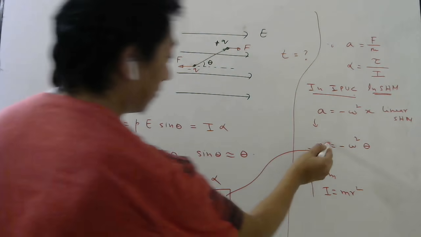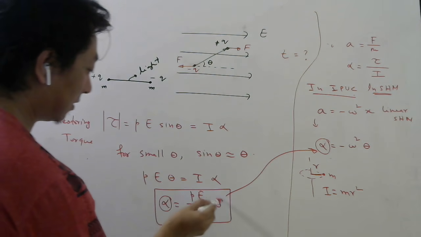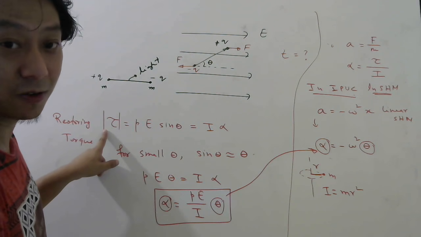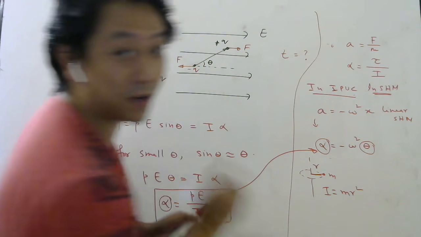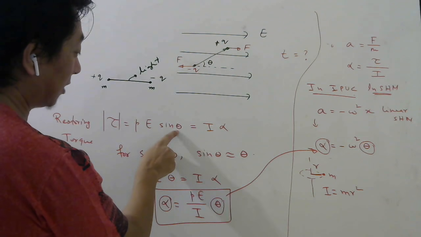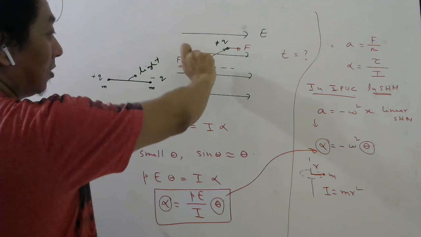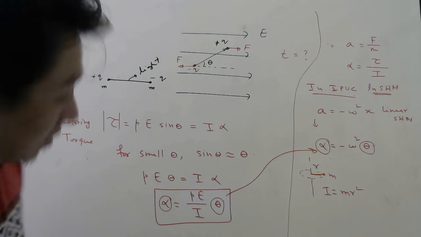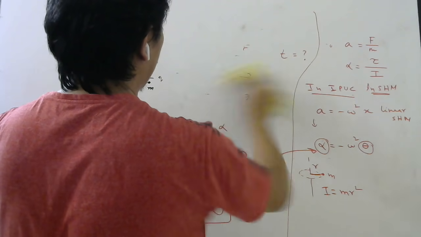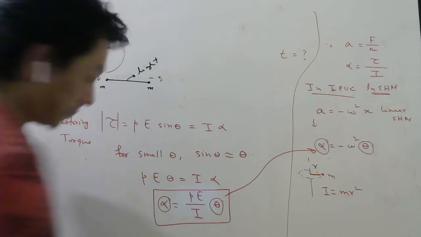So this is your alpha, this is your alpha. This is theta, this is theta. Minus sign I did not write because I was writing magnitude. But what is the minus sign's role? Minus sign means that torque is a restoring torque. So if your displacement, if your theta is this side, torque will be this side. Okay. So once we understand this, let us now find quickly.